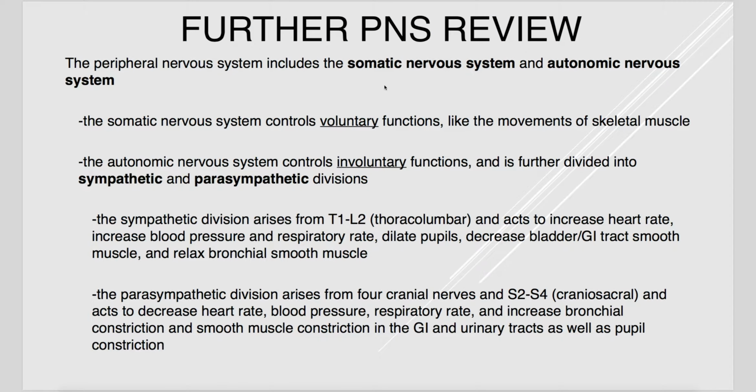So the peripheral nervous system is divided into the somatic nervous system and the autonomic nervous system. The somatic nervous system controls voluntary functions, like the movement of skeletal muscles. Okay, we can consciously control those things. That's the somatic nervous system. The autonomic nervous system controls things that are involuntary, things we can't consciously control. And this is further divided into the sympathetic and parasympathetic divisions. The sympathetic division, this is fight or flight. Parasympathetic division, rest and digest.